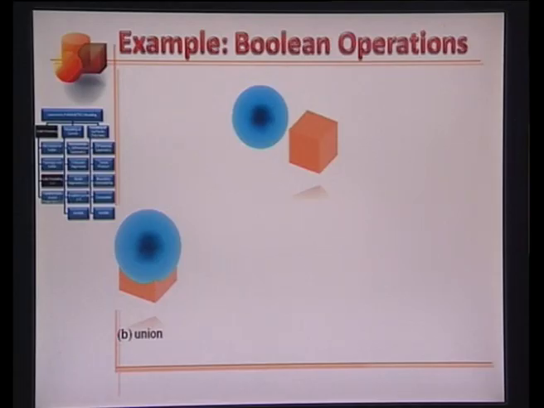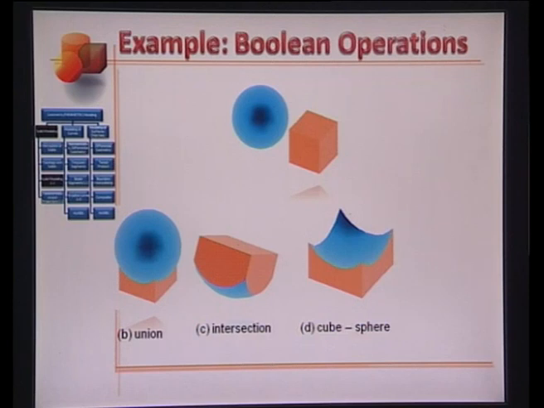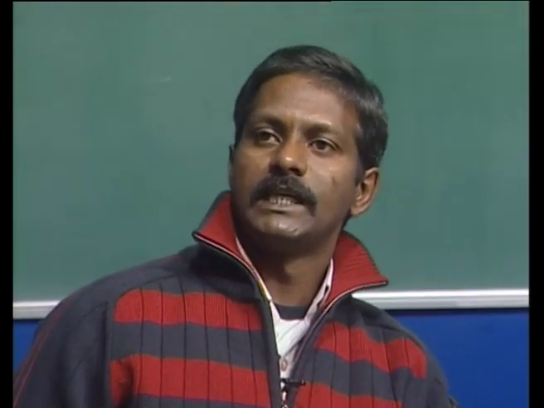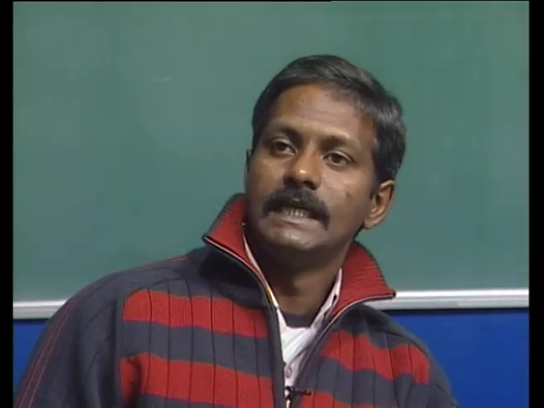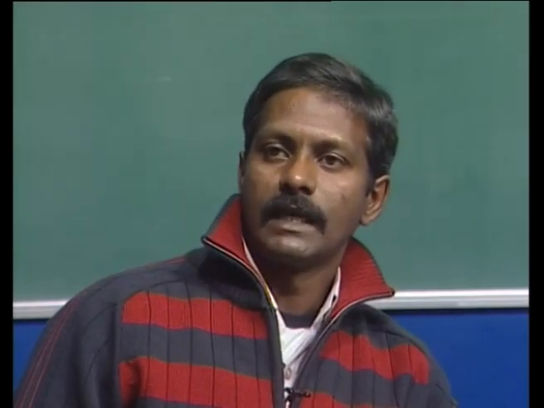The union of the two primitives will look like this. The intersection would look something like this. I have rotated the view here to show the result better. The result, cube minus sphere, will look something like this, and the other way around, that is sphere minus cube, will look something like this. So, this very simple example that simulates interaction between two very basic primitives, the sphere and the cube, can result in different solids if different set operations are performed with them.